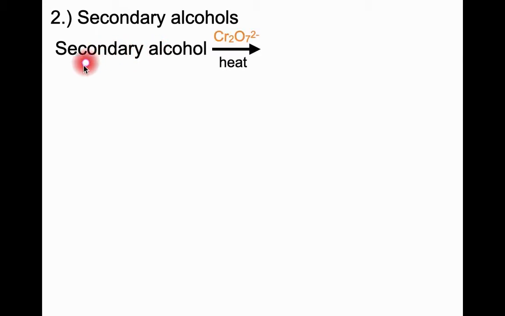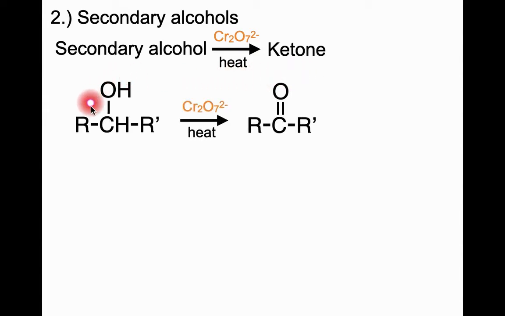Secondary alcohols also can undergo oxidation, same conditions, dichromate and heat. And this will form, though, a ketone. So this is our secondary alcohol. Remember, what makes it a secondary alcohol is the carbon that's bonded to the hydroxyl group is bonded to two other carbons. So when we go from a single bond to a double bond, it's oxidized, but in this case, rather than it being an aldehyde, it's a ketone.